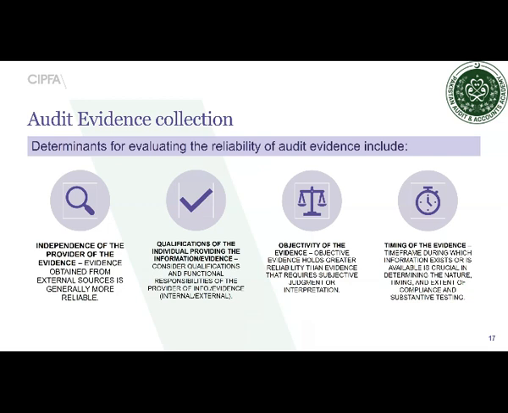Audit evidence collection. Determinants for evaluating the reliability of the audit evidence. So we've already mentioned if it's independent, meaning if it's outside, it's more reliable. Evidence obtained from external sources is much more reliable than evidence obtained by the person or by the entity themselves. But that depends on whether that evidence exists or not. So always a third party or outside is much more reliable because they don't have any interest in lying to you.